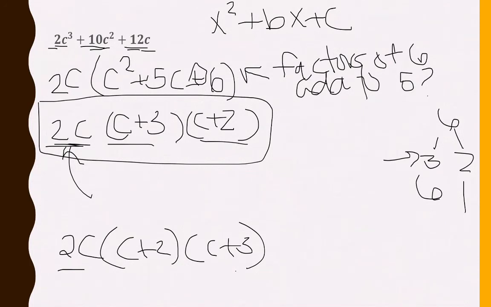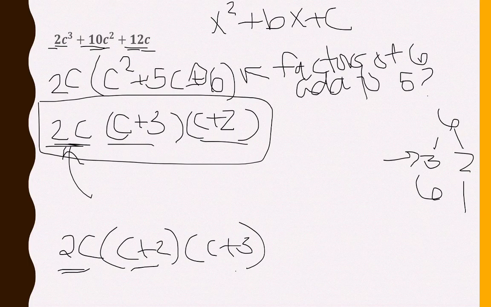Here we would have an x-intercept at -3. Here we would have an x-intercept at -2. And here we're going to have an x-intercept of 0. That's all that means.